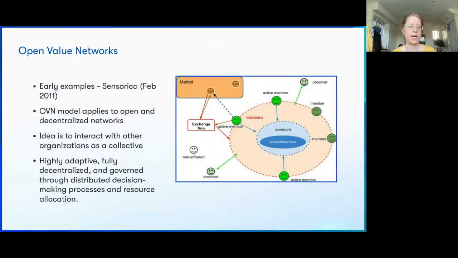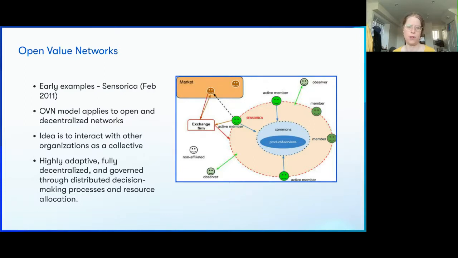So early examples include Sensorica, OVN models, open value network. Models apply to open and decentralized networks. The idea is to interact with other organizations as a collective, highly adaptable, fully decentralized, and governed through distributed decision-making processes and resource allocation. Its early failures were more due to maybe a lack of experience of people working in flat managed systems.